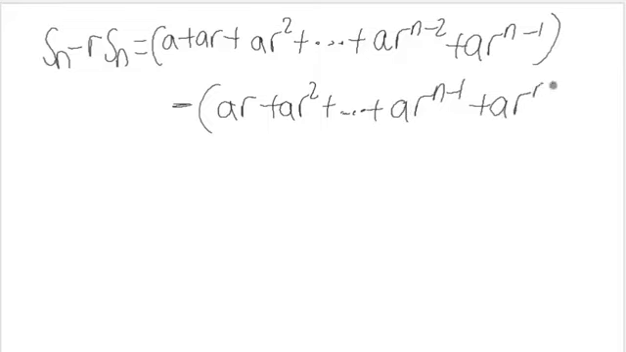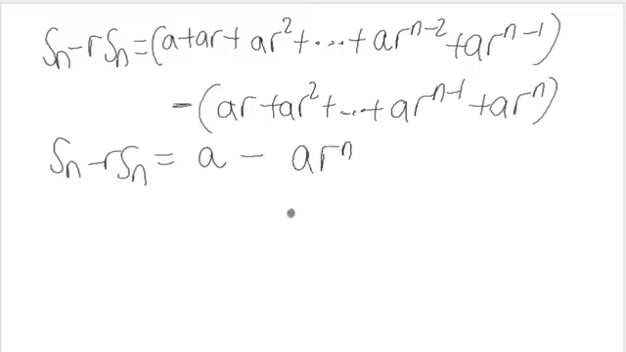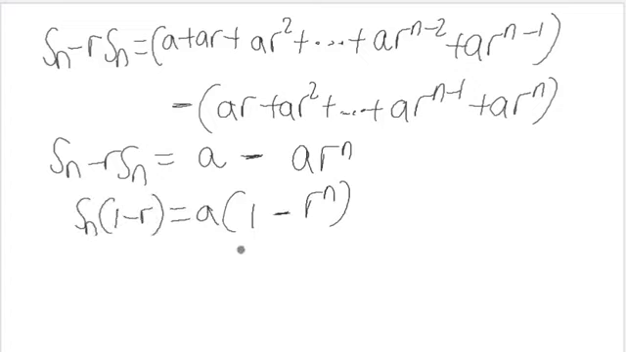When we subtract everything, we are left with Sn minus r Sn. Remember there are some terms in between, so by the time you subtract, we only have the first term a minus the last term ar raised to power n. Here a is common, so we bring out a into 1 minus r raised to power n. On the other side, Sn is common, 1 minus r. We divide both sides by 1 minus r, and we are left with Sn equals a into bracket 1 minus r raised to power n over 1 minus r.